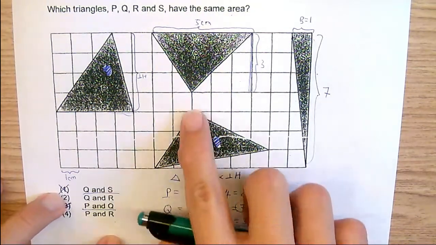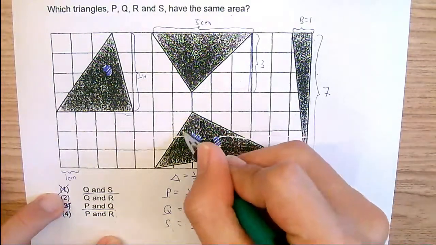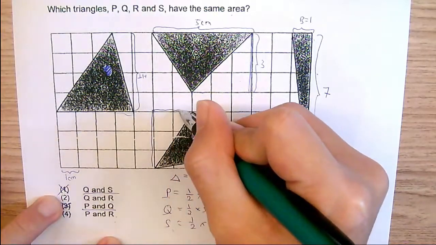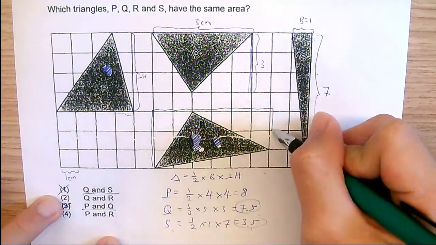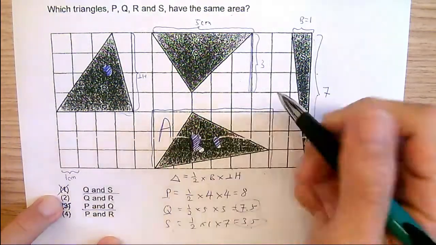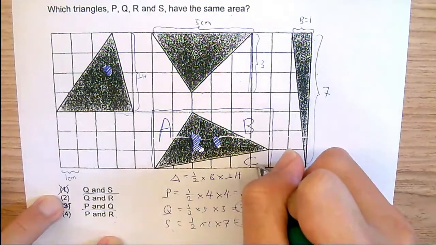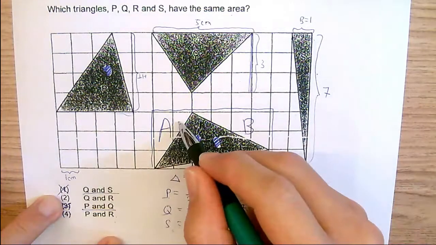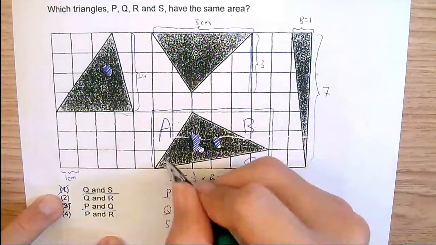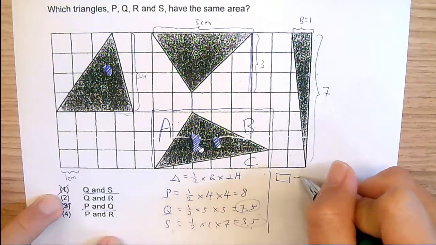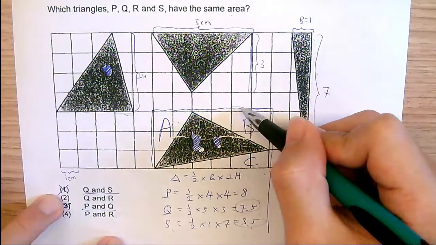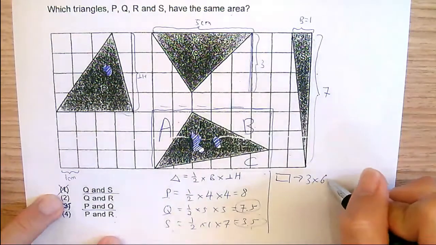In order to find the area of this, instead of trying to find this shaded portion, I'm going to create a rectangle over here. So this is the rectangle. I'm going to find the area of this, this, and this, and then I'm going to take the entire rectangle minus A, minus B, minus C in order to find this. This one can be a little bit time consuming. Let's find the rectangle first. So the rectangle will just be 1, 2, 3 multiplied by 1, 2, 3, 4, 5, 6, giving us 18.